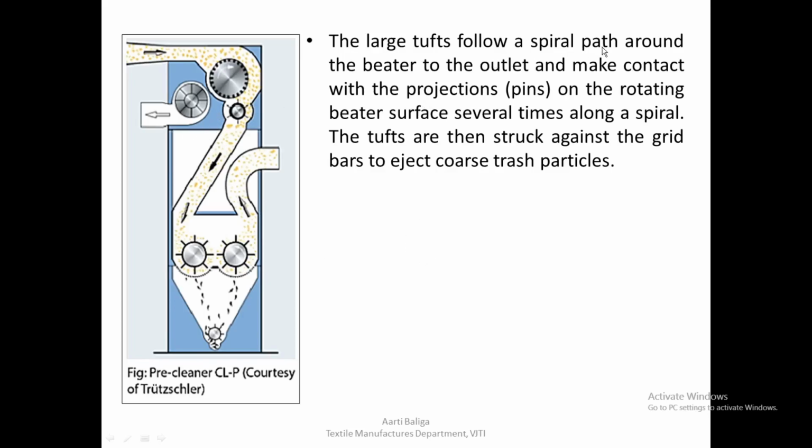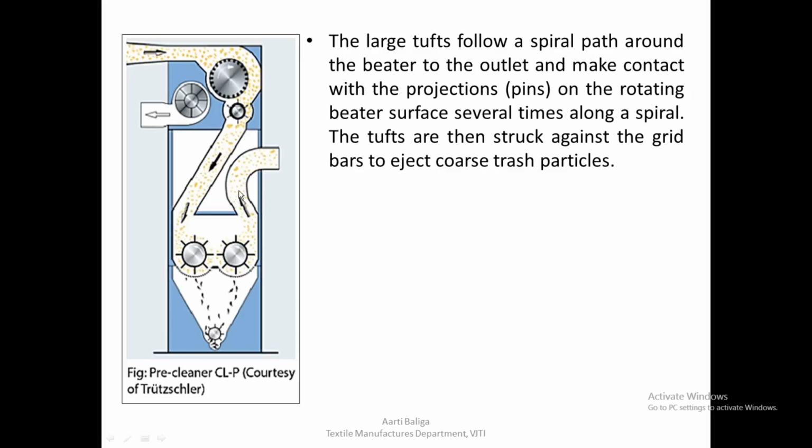The large tufts follow a spiral path around the beater to the outlet and make contact with the pins on the rotating beater surface several times along a spiral. The tufts are then struck against the grid bars to eject coarse trash particles. Since the tufts are struck on the grid bars, the trash will always fall below into the trash box here and will be removed. As the material is entering the machine, there is a condenser which will suck out dust particles and some amount of trash as it is entering. After being processed by this AxiFlow, it will exit.